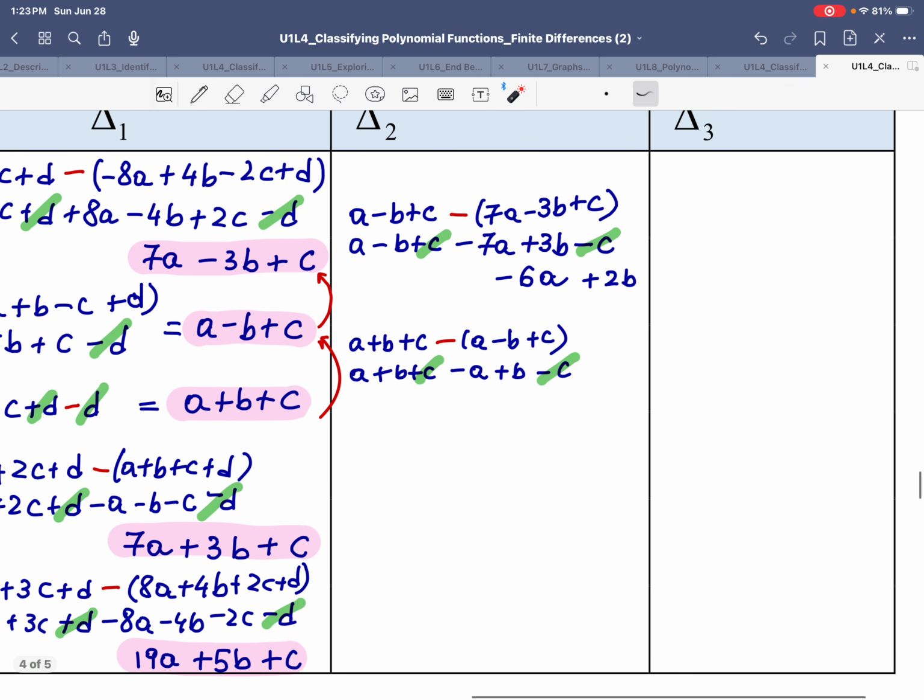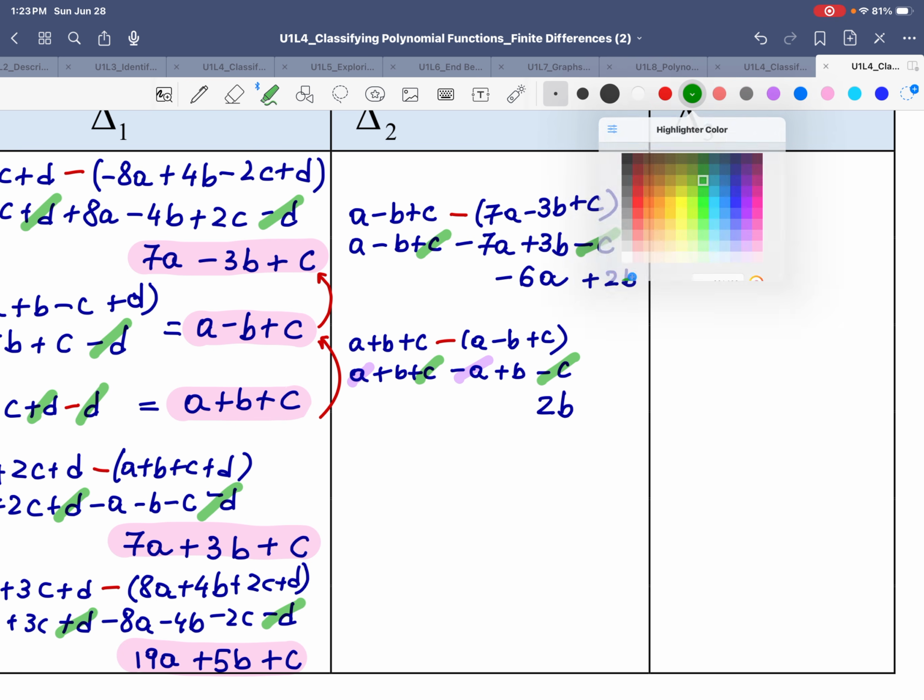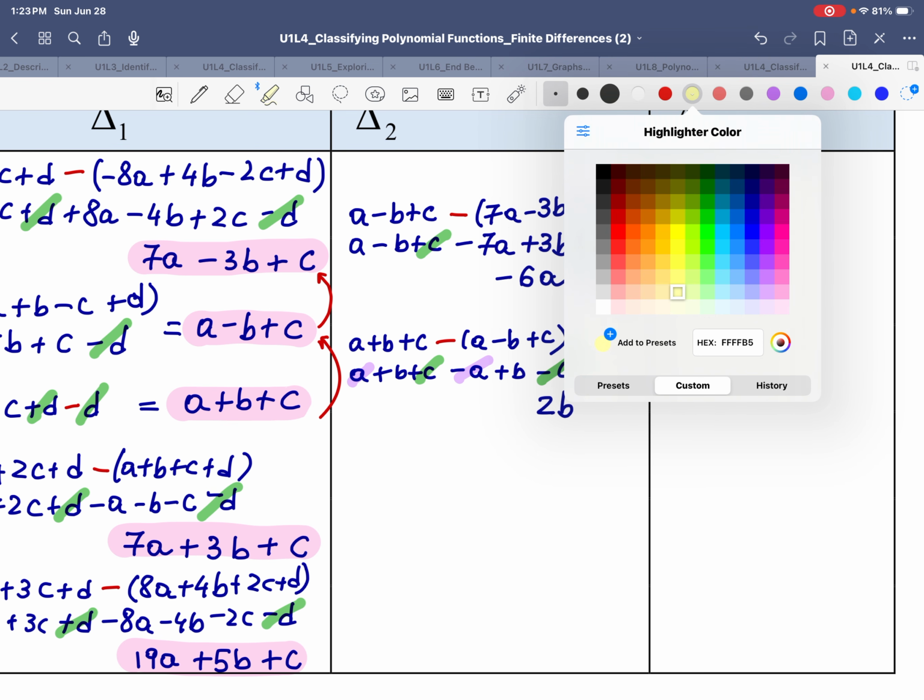So we have a minus a, so that would be 0a, and we are left simply with 2b here. Surprise, surprise. So these two simplified as well in this case, so we have 2b. Now, why don't we highlight them actually? I'm gonna choose a little bit of a different color here. So I'm gonna choose yellow.